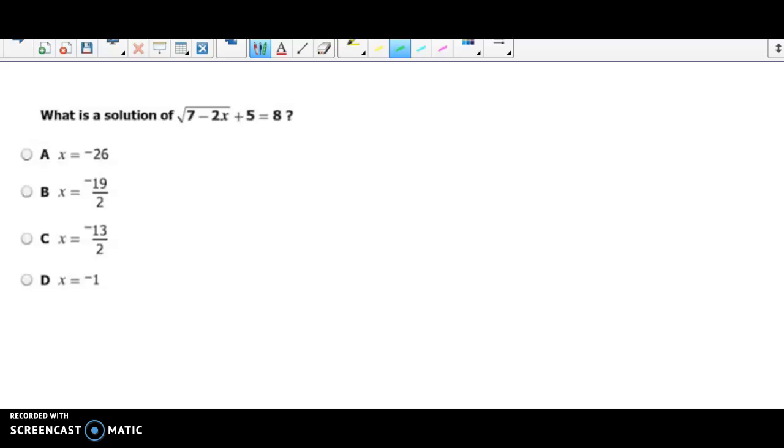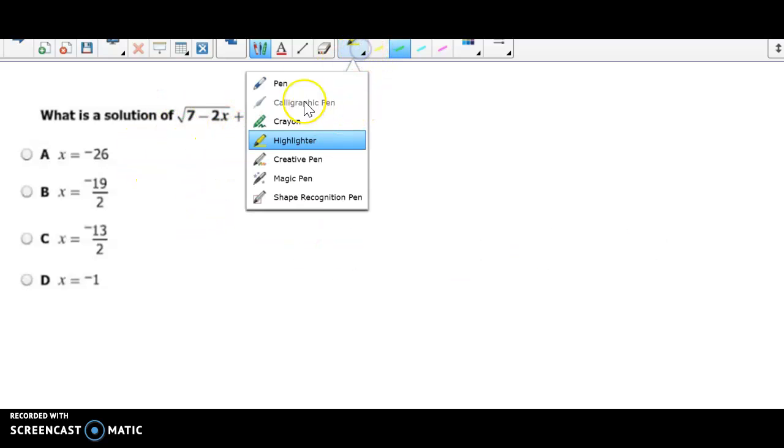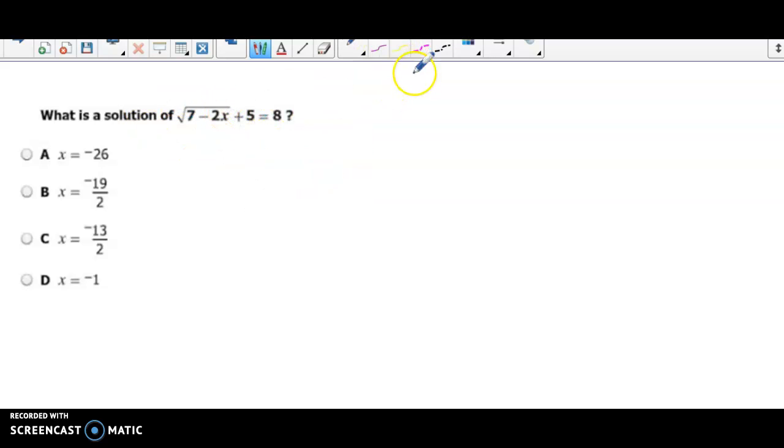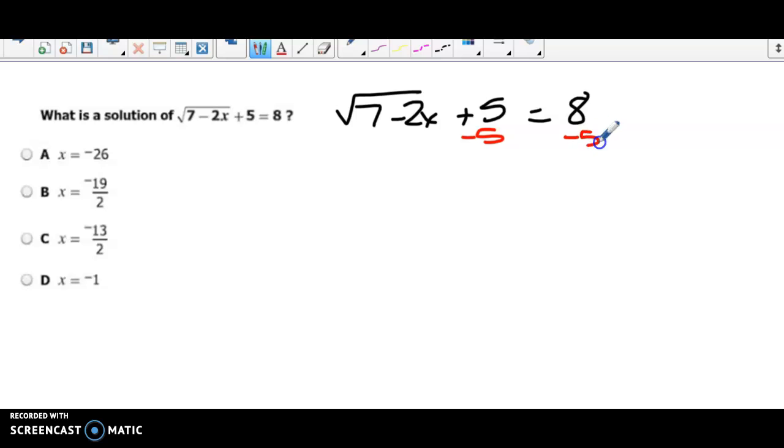All right, for problem number 14, we've got a radical that we've got to solve. So we're going to get a radical sign by itself first. So we have the square root of 7 minus 2x, plus 5, equals 8. We're going to subtract 5 from both sides, and we end up with the square root of 7 minus 2x is equal to 3.